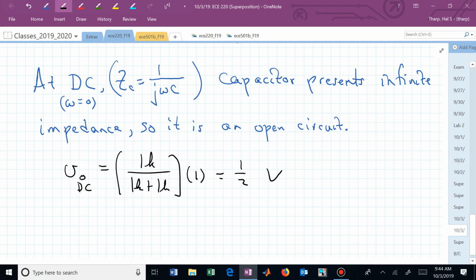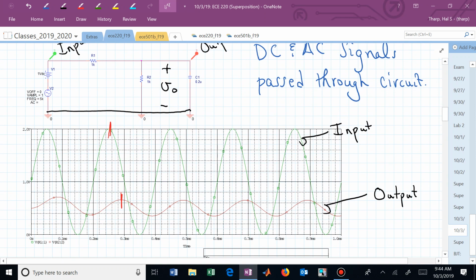Is that what we see in this PSpice simulation? We have a 1 volt level where the sinusoid is going back and forth around. That's our input. The red line, where is it going back and forth around? Do you see that it's doing that at 0.5 or 1/2 of a volt? The red curve is doing what we thought it would do at DC. What's it doing when it wiggles?